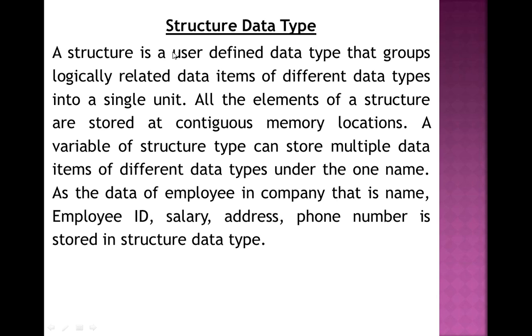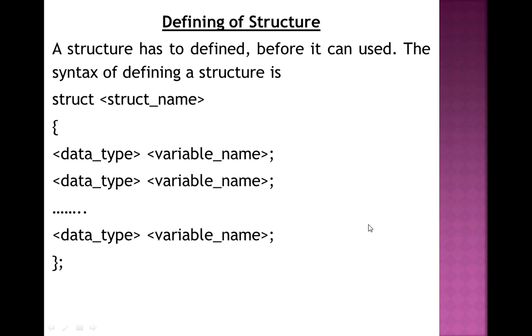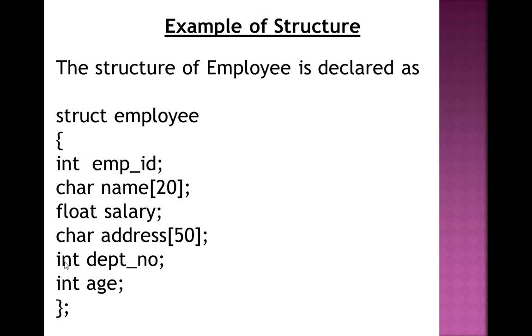Then a structure is a user-defined data type that groups logically related data items of different data types into a single unit. For example, we have discussed the structure employee that stores member variables such as name, employee ID, salary, address, phone number. This is the syntax for how we can define the structure. This is the keyword struct, structure name, data type, variable name, data type, variable name, and so on. Then close the curly braces and terminate with a semicolon.